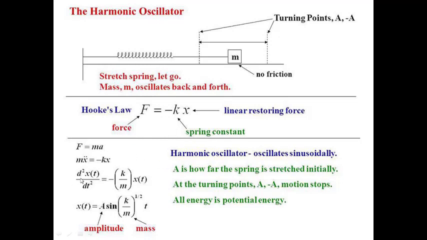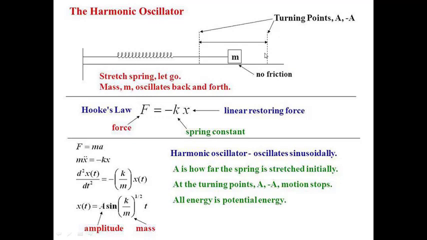Rewriting the term, we get d square x by dt square equal to minus k by m times x. The solution for the displacement x of t will be equal to A sine of k by m to the power 1 by 2 into t. So the linear harmonic oscillator oscillates sinusoidally, where A is how far the spring is stretched initially, and by means of A we get the turning points as A and minus A.